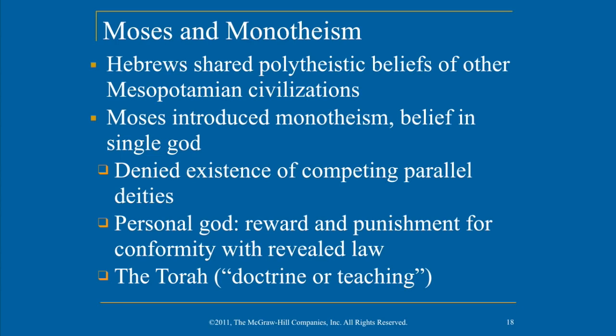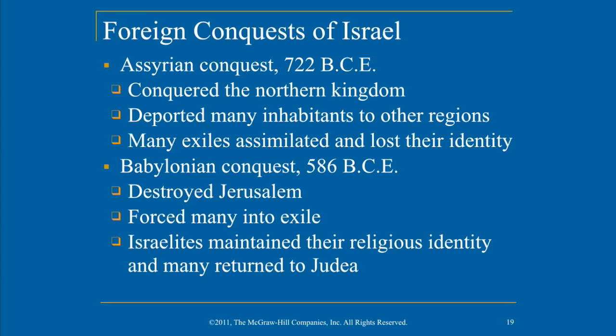There are foreign conquests of Israel. The Assyrian conquest in 722 BCE conquered the northern kingdom. By this point, Israel has been split into two kingdoms: Israel and Judah, with Israel in the north, and the 10 original tribes, which come from the tribes of Joseph. It is a very long story, which we don't have time to get into, but the northern kingdom is conquered, which leaves just Judah in the south.